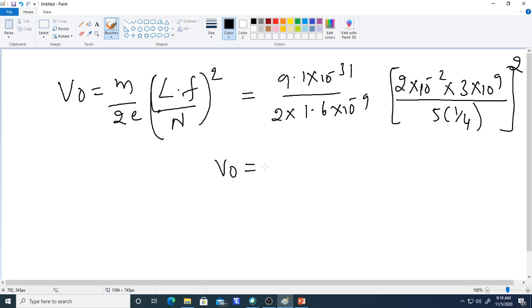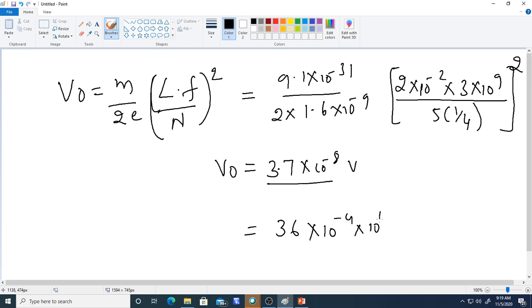3.7 into 10 power minus 8. Check it once. So what is this? If you square this one, 3 into 3 is 9, 6 into 6 is 36 around. So into 10 power minus 4 into 10 power 18.